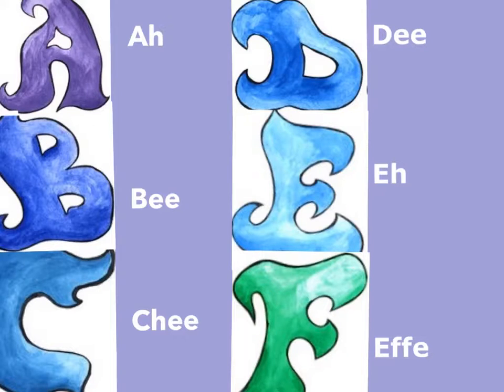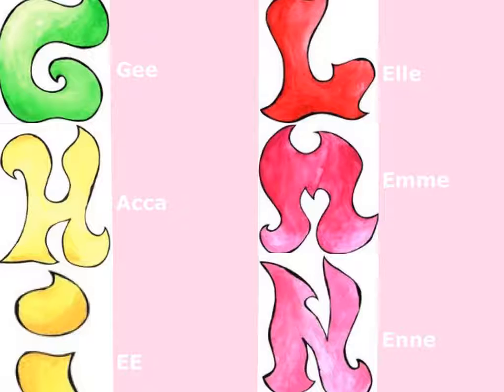Letter B, B. C, C. D, D. E, E. F, F. Now the G makes a sound like G. H, I, L, M, N.